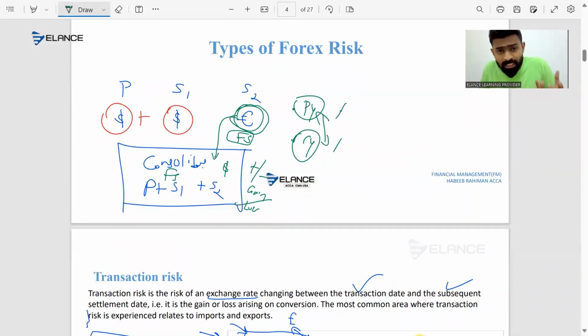Assume the value of Indian currency increases. Value of Indian currency, not Indian company, my mistake. Indian currency increases. What happened? The Sri Lankan customers who are buying from an Indian company have to buy costlier. The value of the Indian rupee increased, so in order to make payment, they have to buy the costlier, value-increased Indian rupee.